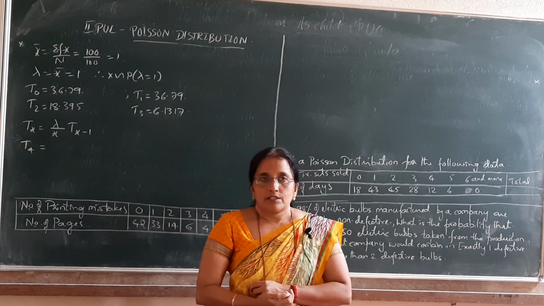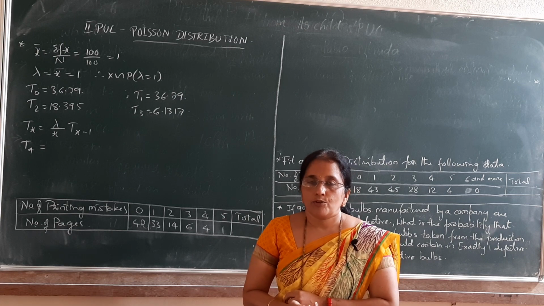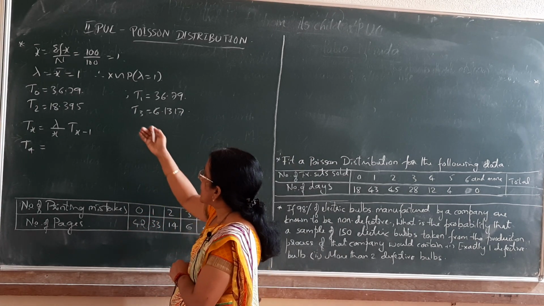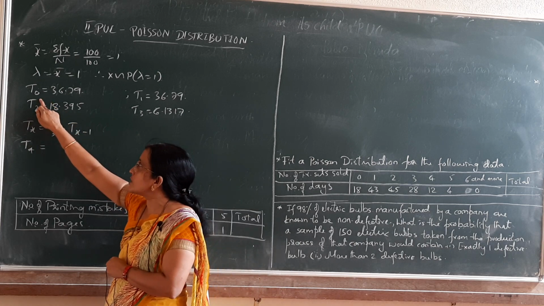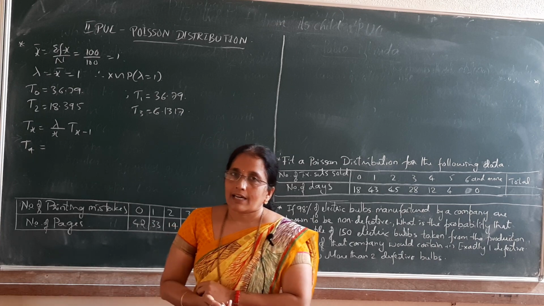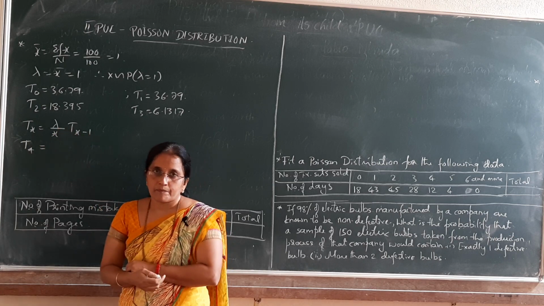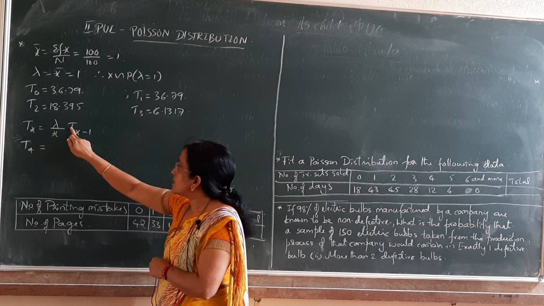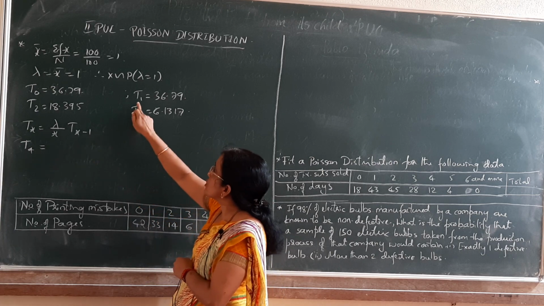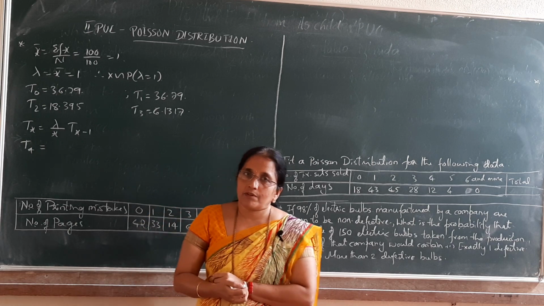After that, we must write the probability mass function. With the help of the probability mass function, we can write Tx is equal to N into p of x. After that, we calculated T0 by substituting x is equal to 0, and the answer we got is 36.79. The remaining frequencies are calculated with the help of the recurrence relation Tx is equal to lambda by x into Tx minus 1. In the last class, I substituted x equal to 1, 2 and 3. Till T3 we calculated. Now let us start from T4.